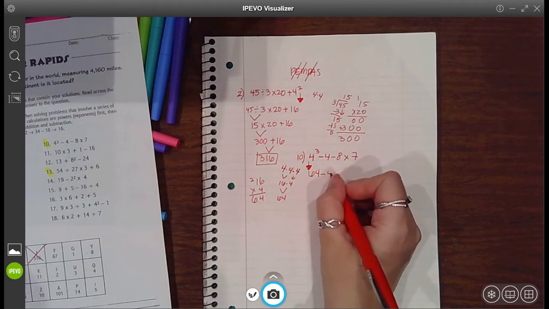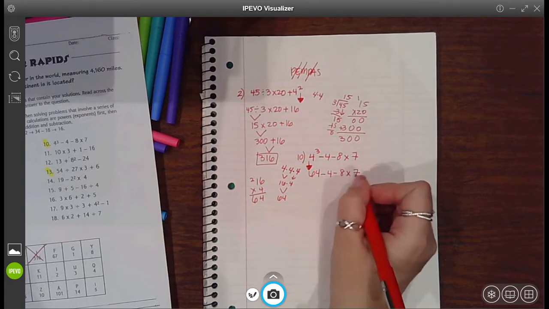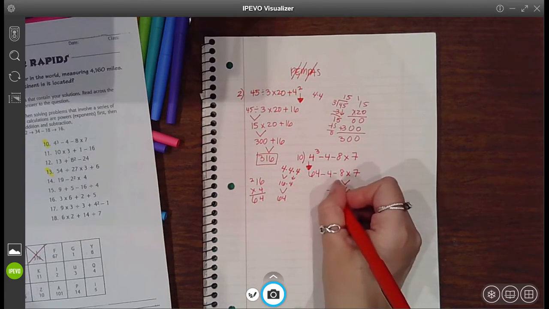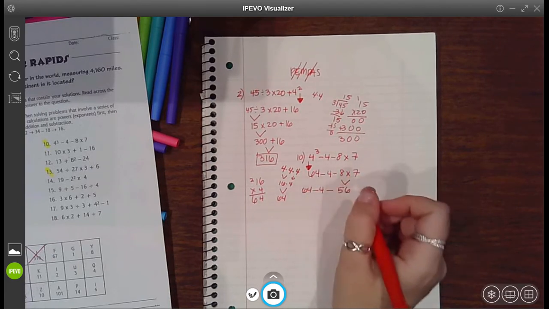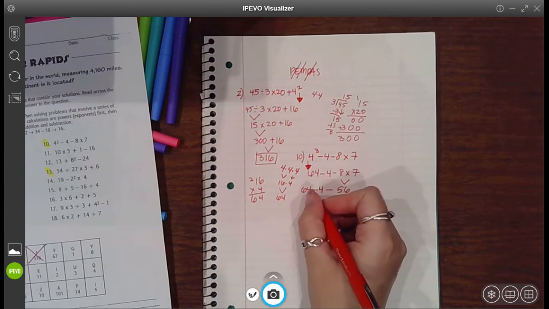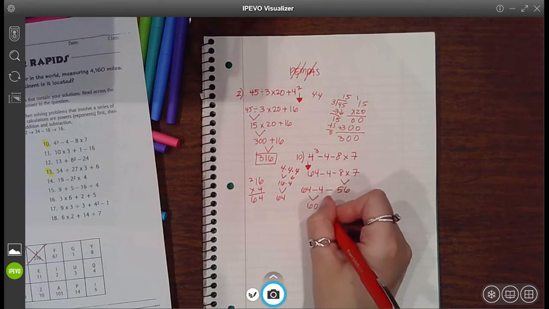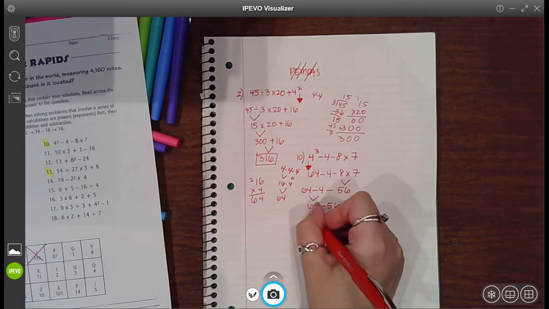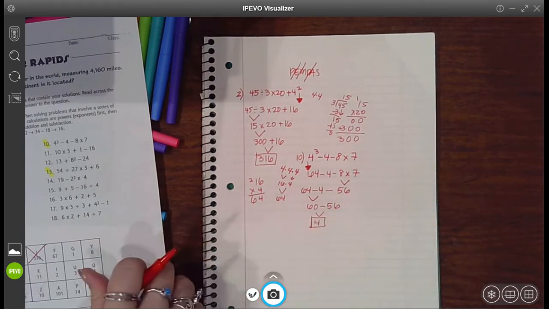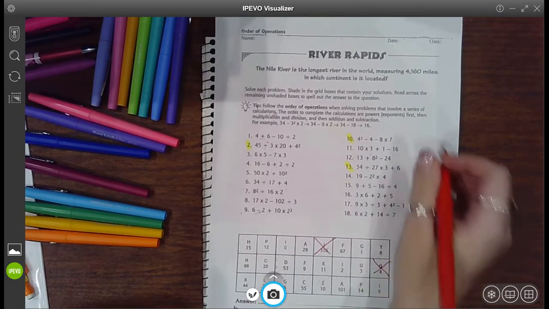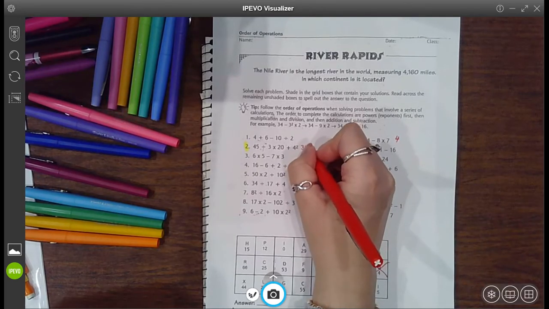And then bring down that minus 4 minus 8 times 7. Parentheses are gone. Exponents are gone. Multiplication or division, right here, 8 times 7 is 56. Minus 4 minus 64. And now you just do addition and subtraction from left to right. So 64 minus 4 is 60, minus 56. And 60 minus 56 is 4. So your final answer is 4. So I'm going to go ahead and cross off 4 right there. So that was 4. This was 316.